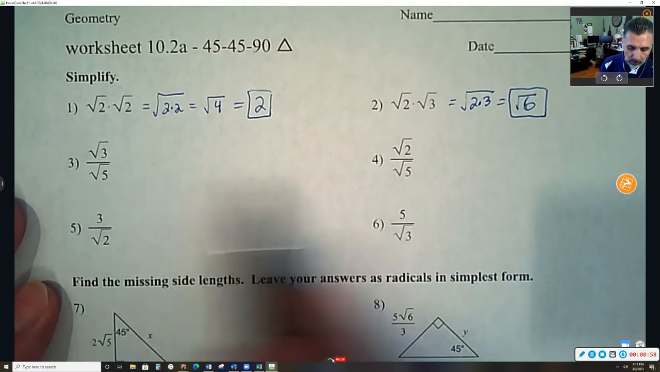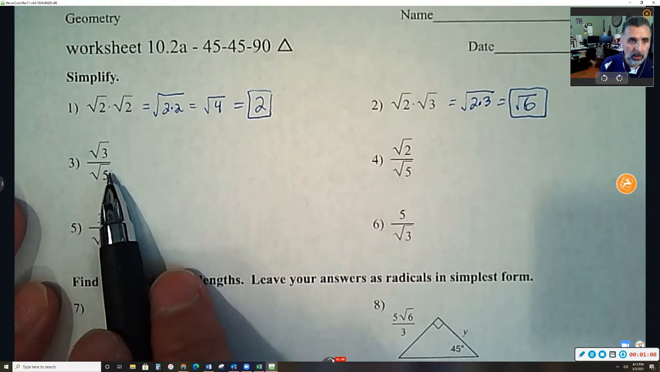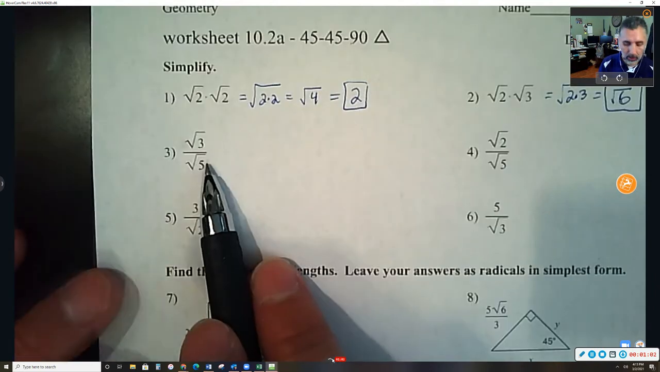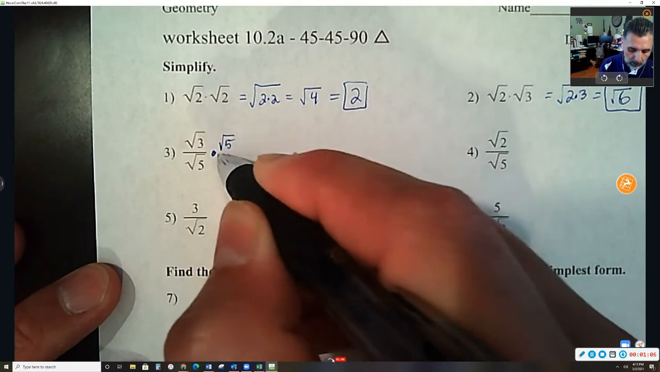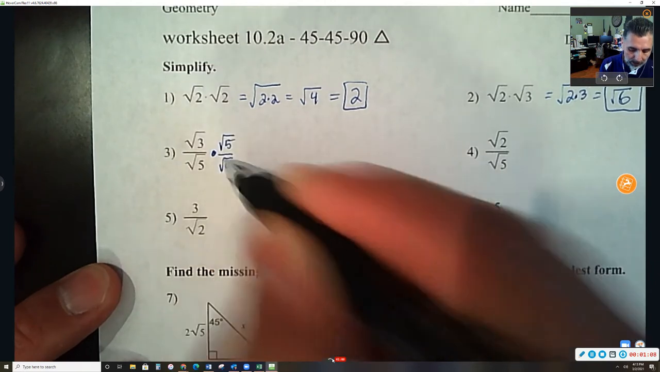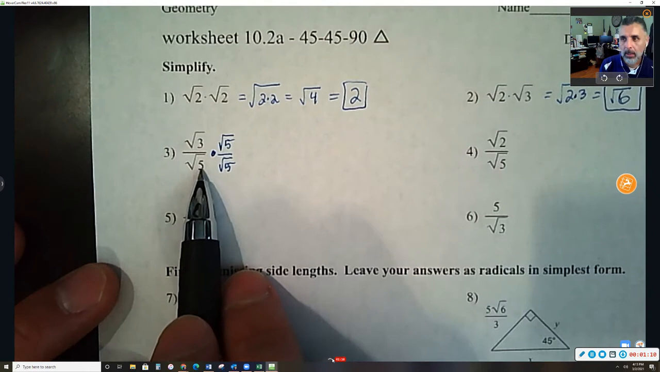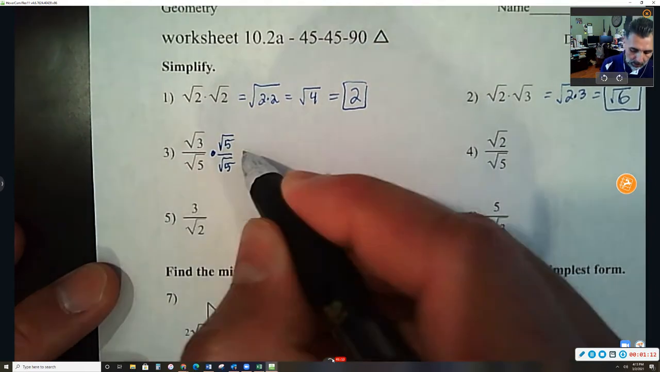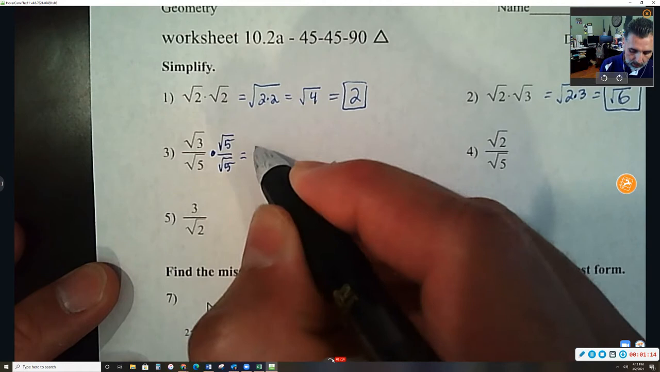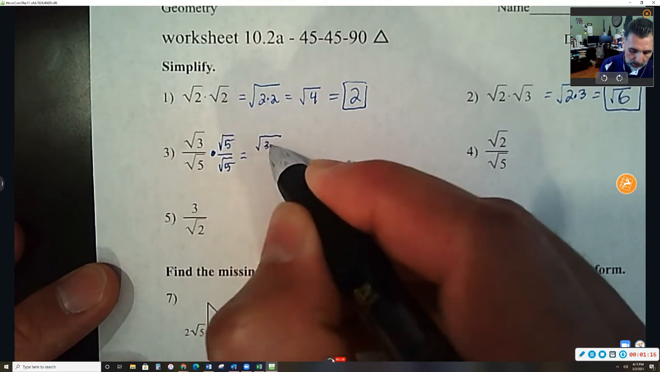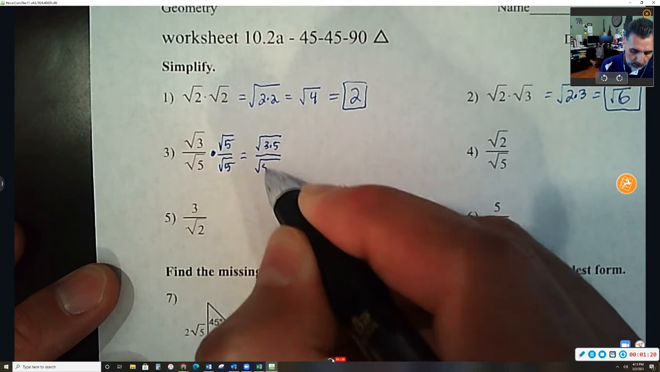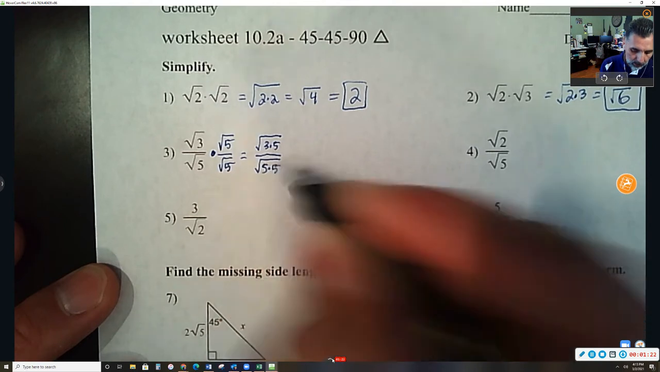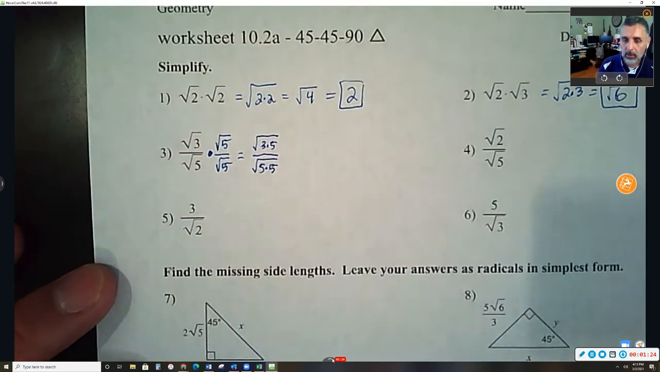Remember, we cannot have square roots in the denominator. Whenever there's square roots in the denominator, what we need to do is multiply the top and the bottom by whatever square root is in the bottom. Okay? Because then we do this. We know on top we have both 3 times 5 underneath the square root. We know on the bottom we have 5 times 5, and again both of those are underneath the square root.